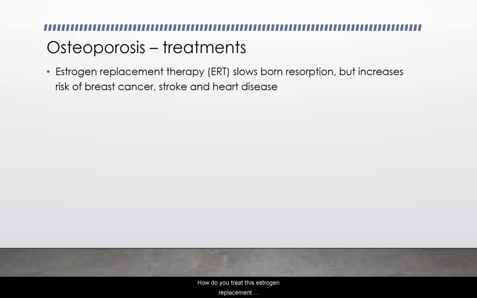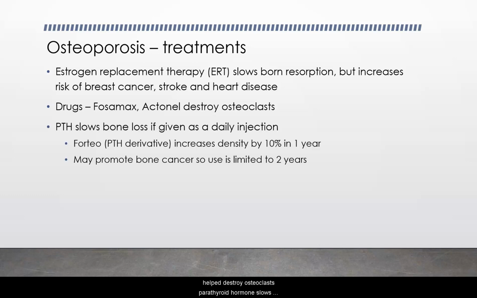Estrogen replacement therapy can slow bone resorption, but it increases the risk of breast cancer, stroke, and heart disease. There are some drugs, Fosamax and Actonel, which help destroy osteoclasts. Parathyroid hormone slows bone loss if it's given as a daily injection. Forteo, which is a PTH derivative, has actually been shown to increase density by 10% in 1 year, but again, it may promote bone cancer, so its use is limited to 2 years.